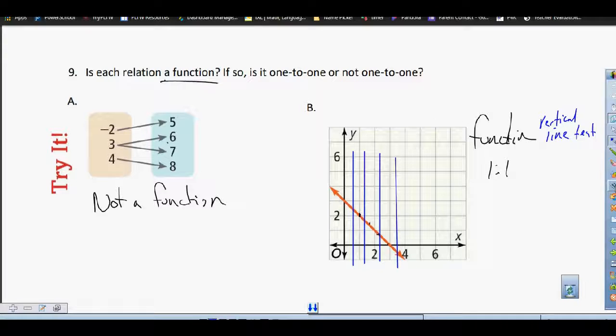And then if I want to know, is it a one-to-one function on a graph, I can do the horizontal line test. And these pass through that only once. So then this is a one-to-one function.